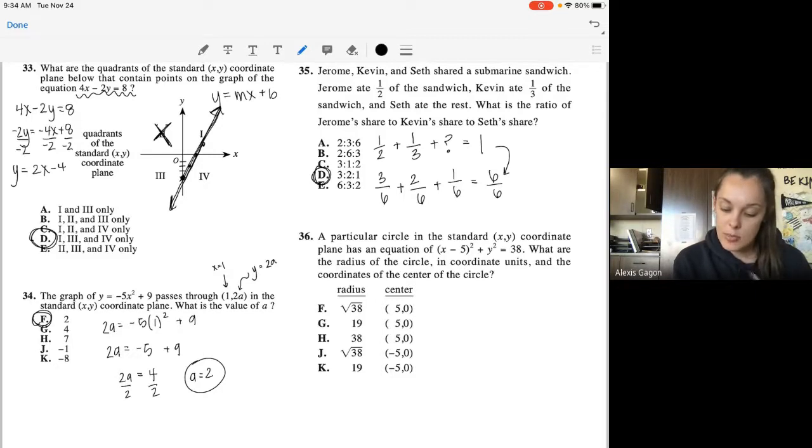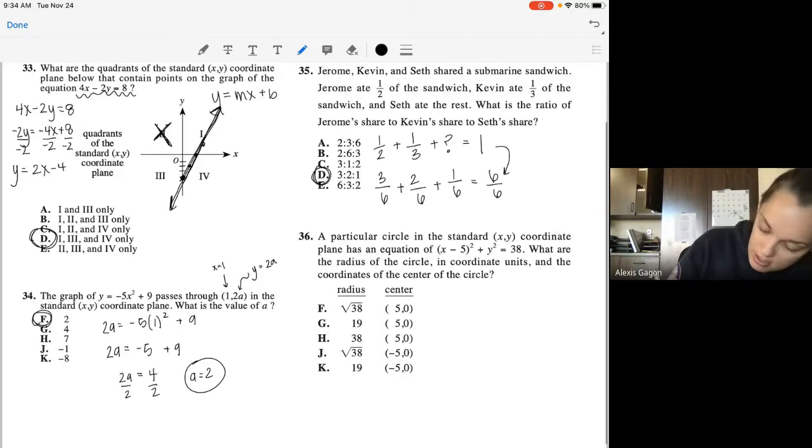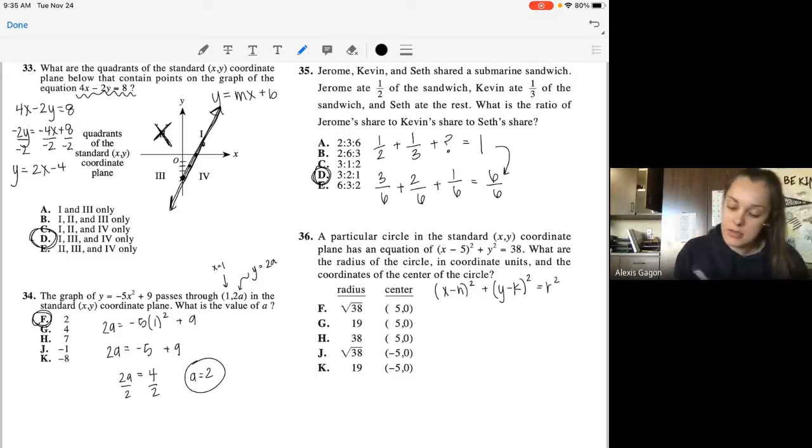Okay, this last one: a particular circle in the standard xy coordinate plane has the equation (x minus 5) squared plus y squared equals 38. We want to know the radius and the coordinates of the center. If you know the equation of the circle, this is a pretty easy question. The equation of the circle is (x minus h) squared plus (y minus k) squared equals r squared.